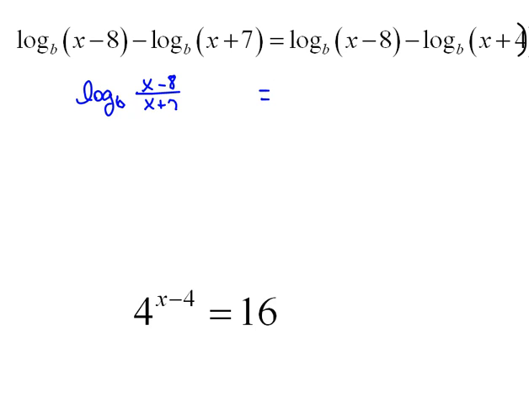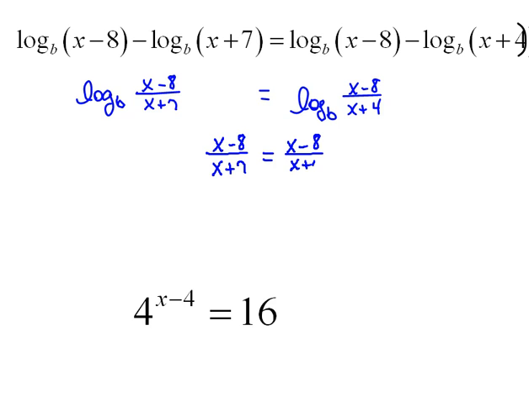Now on the other side of the equal sign, we have a very similar situation. We have two logs separated by a minus. So I'm going to put those together, again using division. So x minus 8 over x plus 4. Now we have log equal to log. So that means that the arguments must be the exact same thing. So in this case, x minus 8 over x plus 7 must equal x minus 8 over x plus 4.